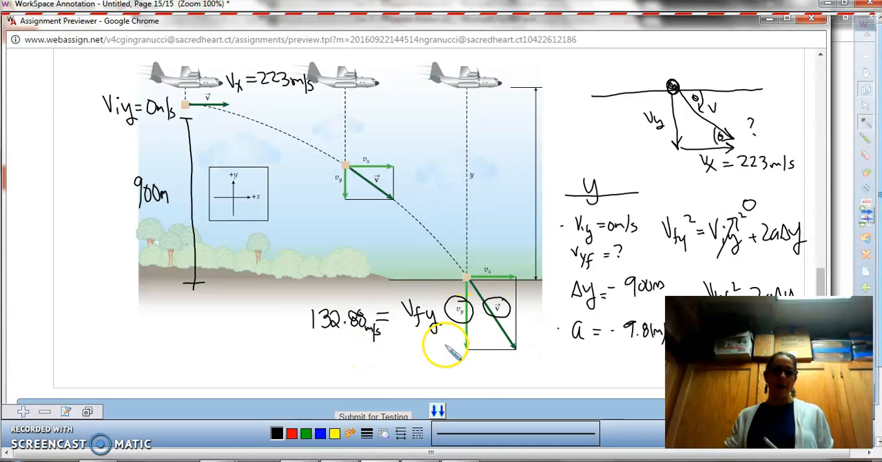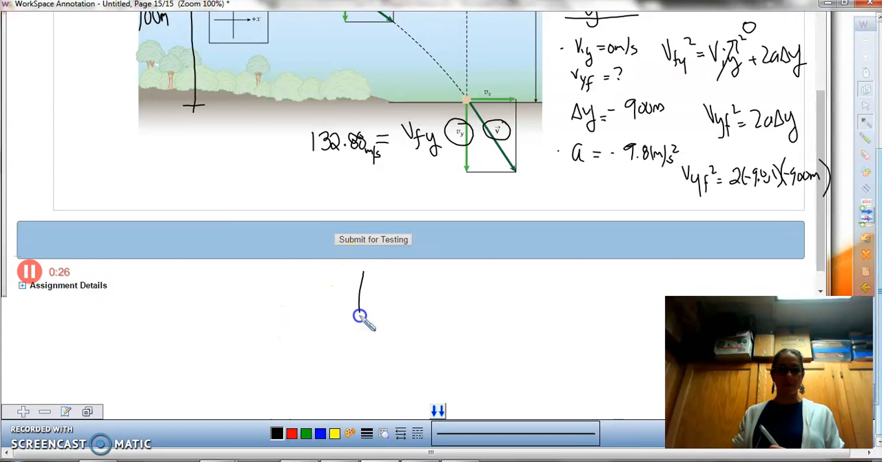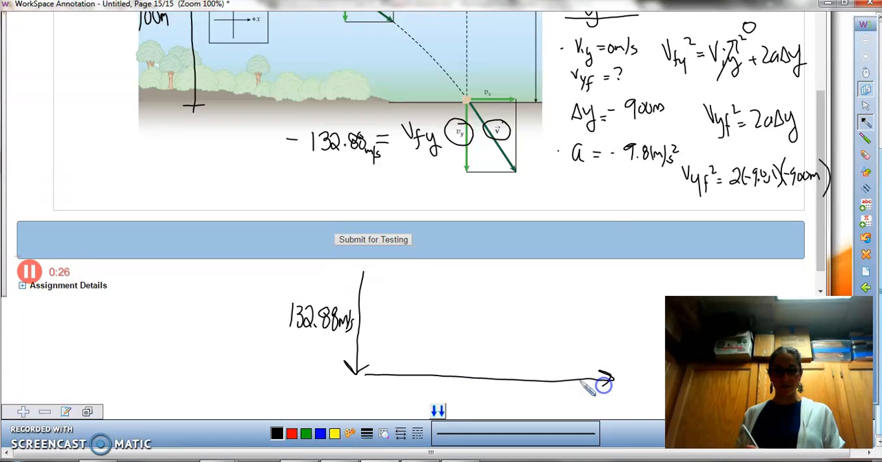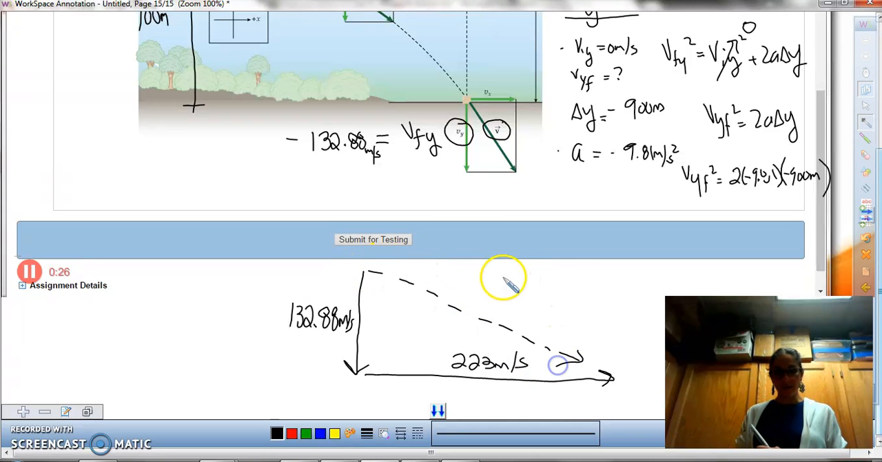So what I did is find the y component of the velocity at the bottom. I have the x component, which is the horizontal because it doesn't change. So essentially it becomes a triangle where this is the 132.88. You notice I threw in the negative sign to represent the down. And then our x is, I'll draw it to scale, so it's doing something like this, right? It's pretty large, it's 223 meters per second, like that. And I'll just put the dotted line because that's what we're solving for.